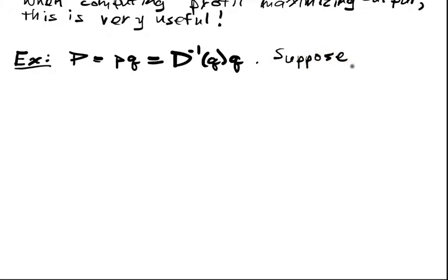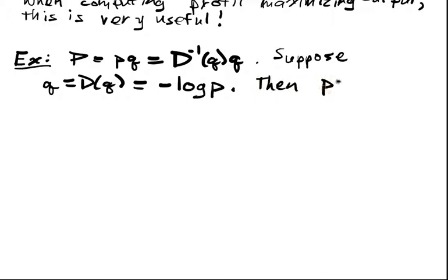that demand decays logarithmically with the price, so that Q is equal to the demand at P is going to equal to, say, the negative log of P. Right? So as the price increases, the consumer is exponentially uninterested in buying this much stuff at that price. Well, then if we invert this function, then P is equal to D inverse of Q is equal to e to the negative Q, just by inverting this.